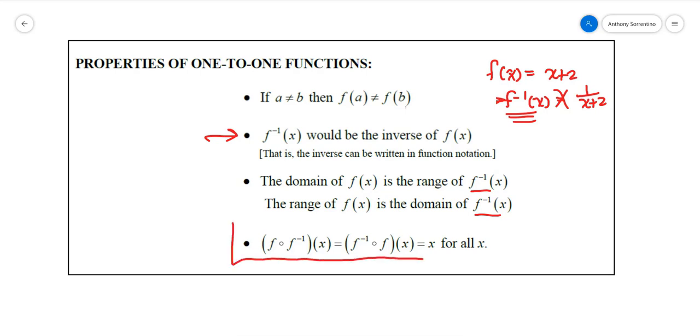And this is the last test we use for this. If I have two functions, and if I do a composition of those two functions in any order, and that comes out just to be x, then that shows me that those two are inverses of each other. So we're going to make use of these various properties to answer various questions for the remaining examples. So let's have a look at them.